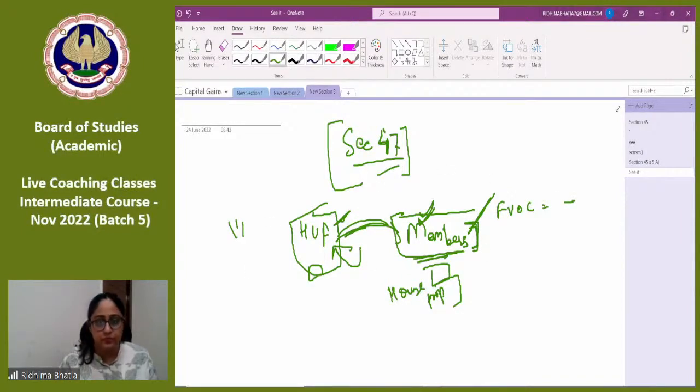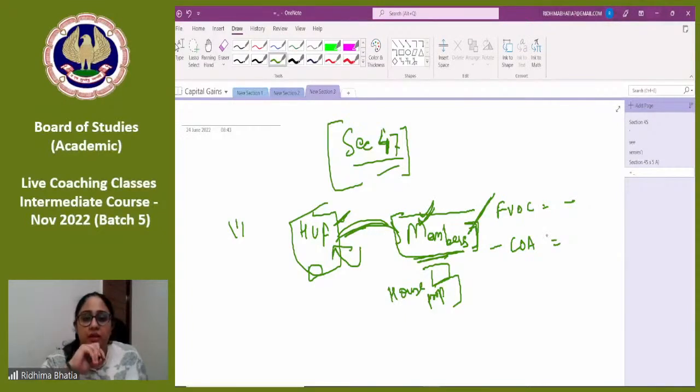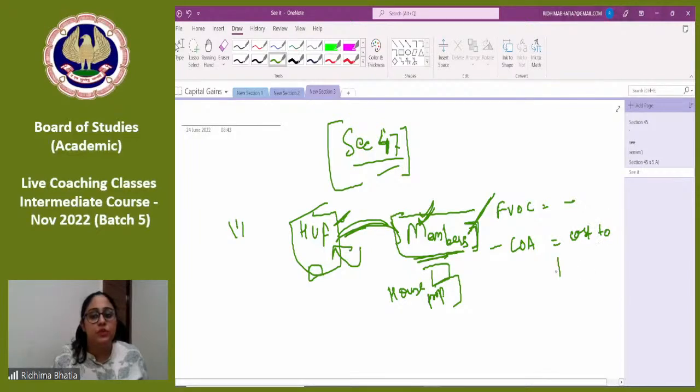Okay. What would be the cost of acquisition? As a member, think yourself as a member. Did you pay anything to get that asset? I repeat, as a member, did you pay anything to get that asset? The answer is no, you did not pay anything. So what would be the cost of acquisition? यहाँ पे the concept and term which we use is cost to the previous owner.